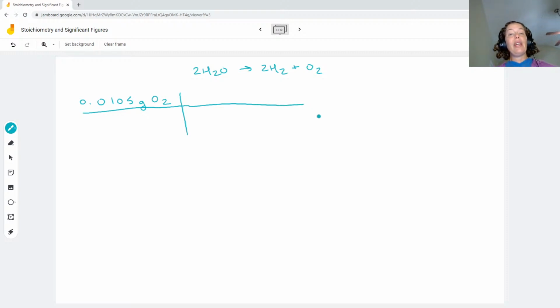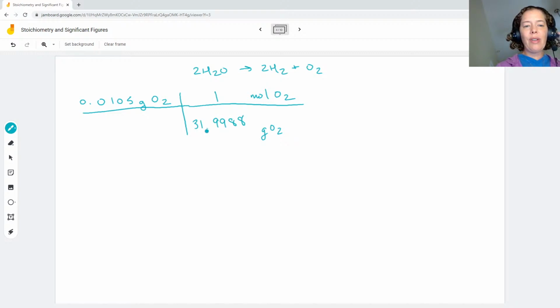Because we're doing stoichiometry, we've got to get to moles. So if we're starting with grams, we need a molar mass to get to moles. So I am going to use the molar mass of oxygen. So I want my grams of oxygen to cancel, and I am going to convert to moles of oxygen. So this is, of course, 1 mole, and my molar mass of oxygen is 31.9988. We have seen this before. Okay, so my grams of oxygen have now canceled out.